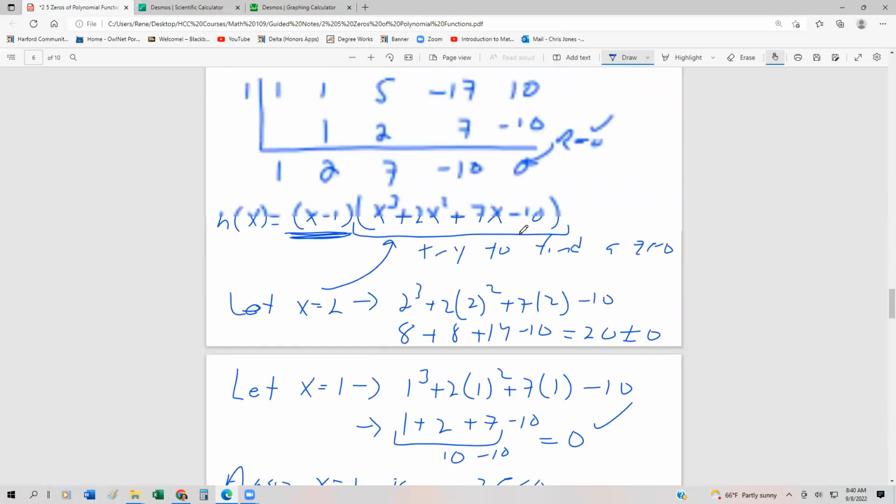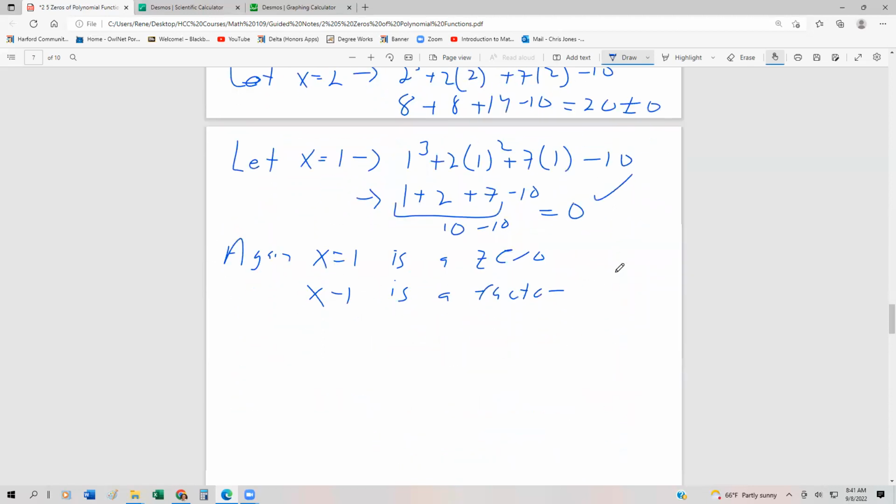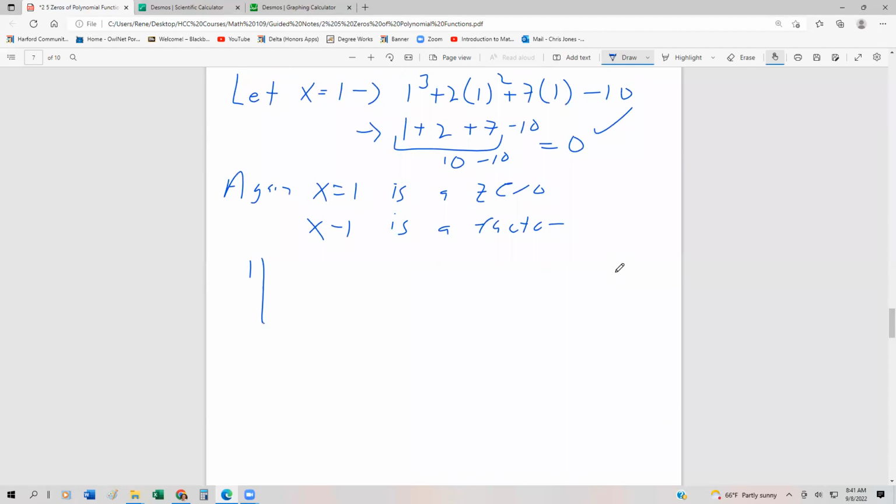So now what we're going to do is we're just going to synthetically divide just this. Okay, so like I said before, we're done with this x minus 1 for right now. Okay, so if we just plug our 1 in, and remember we had x cubed, 2x squared, 7x minus 10. 1 times 1 is 1. 1 times 3, 3. And then finally, 1 times 10 is 10, and we get a 0. Okay, so what does this mean now?